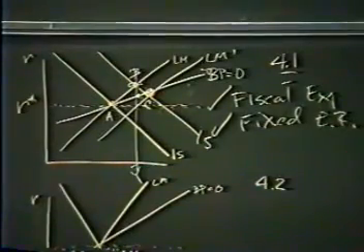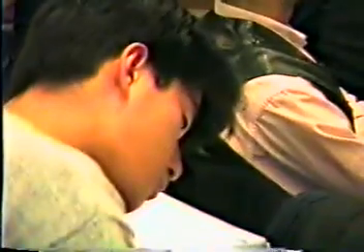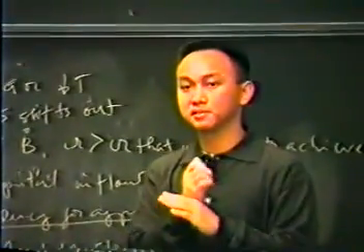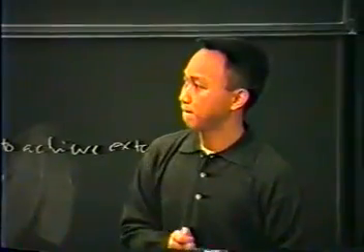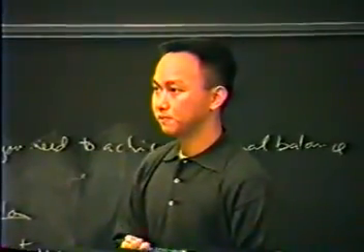External balance is when the BP line hits the internal balance? Is that what you're saying? If you are on the BP line, then you have external balance. If you have an IS-LM intersection, then that is internal balance. Okay. Questions? No questions? Okay, we don't have much time, so straight for the next one.